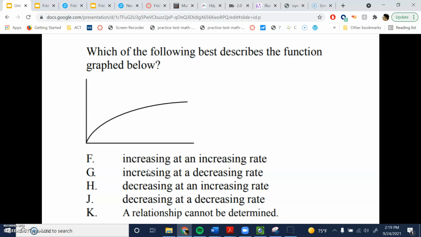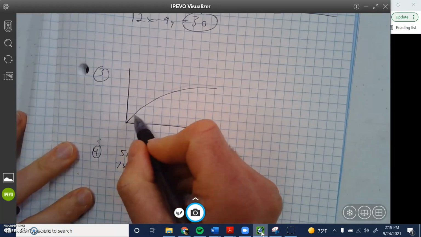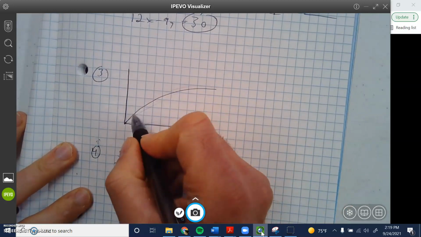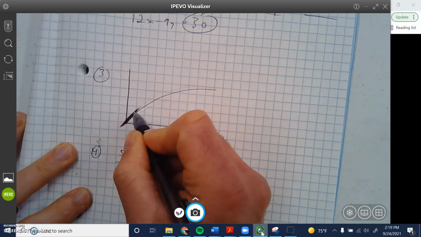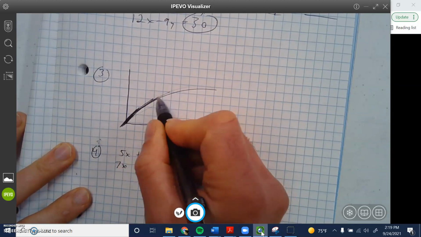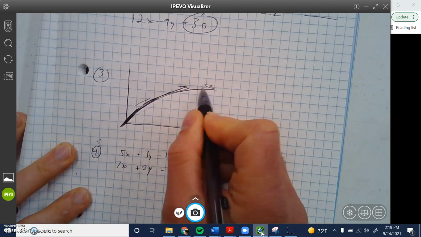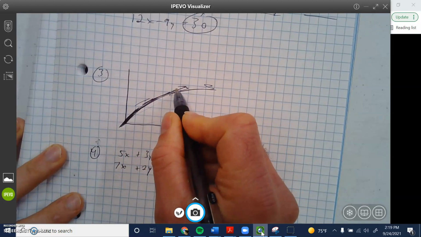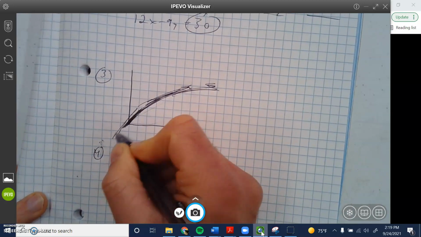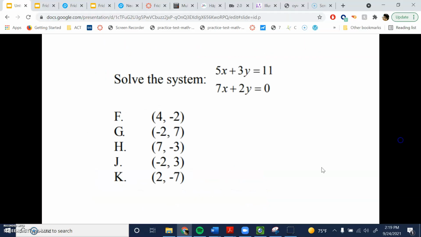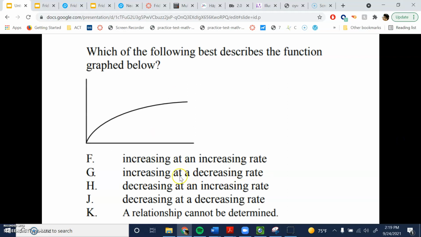Which of the following best describes the function graph below? F, G, H, J, K. Go. Well, I would say that this relationship is increasing because it's going up, right? But it's increasing at a decreasing rate. So this slope is positive, and if I draw any slope, like a straight line, it's getting less and less positive, but it's still positive slope. It starts out really positive. So I would say this is increasing at a decreasing rate. I would say this is G.